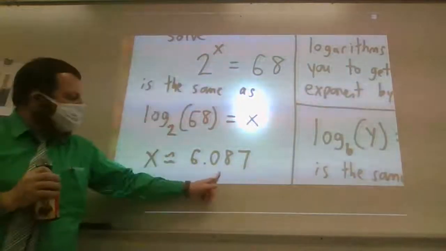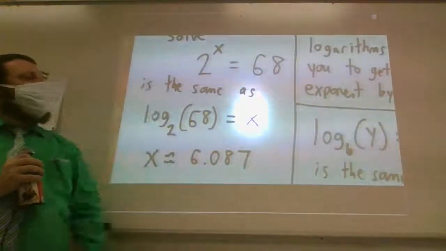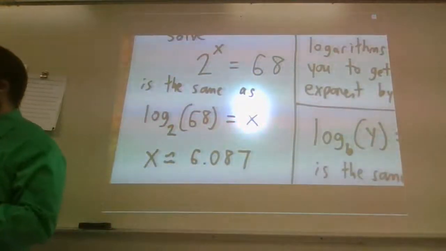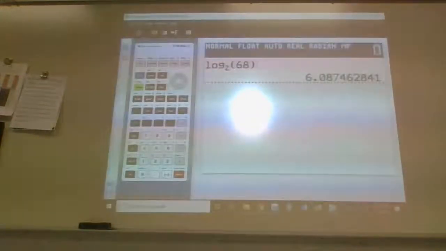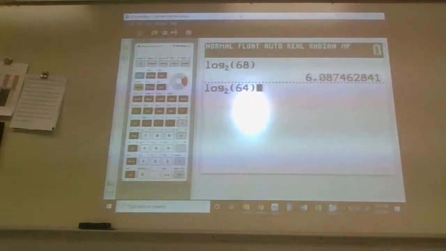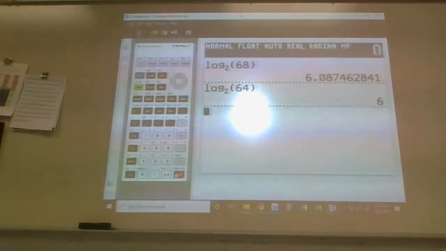2 to this power is 68. I know you said 64. Check this out. I'll just kind of leave you with this. Let's say I change that 68 to a 64. If I change that 68 to a 64, remember how I said it would work out perfectly? Kapow! Perfectly. Because 2 to the 6th power is 64. That's why I didn't want to do 64.